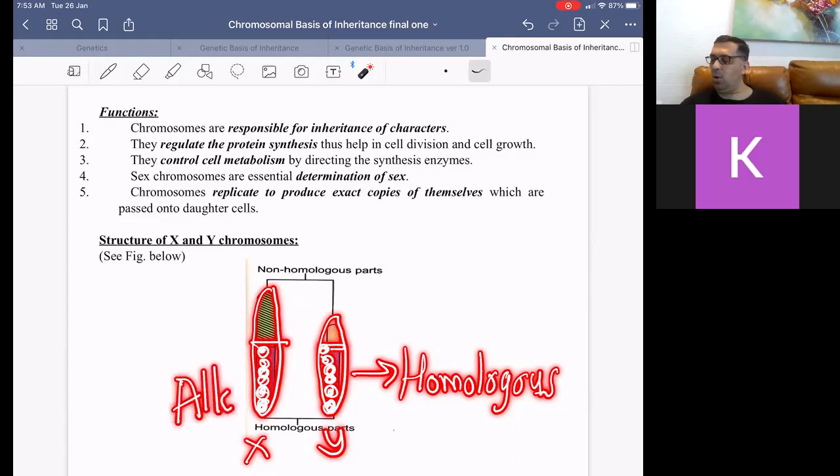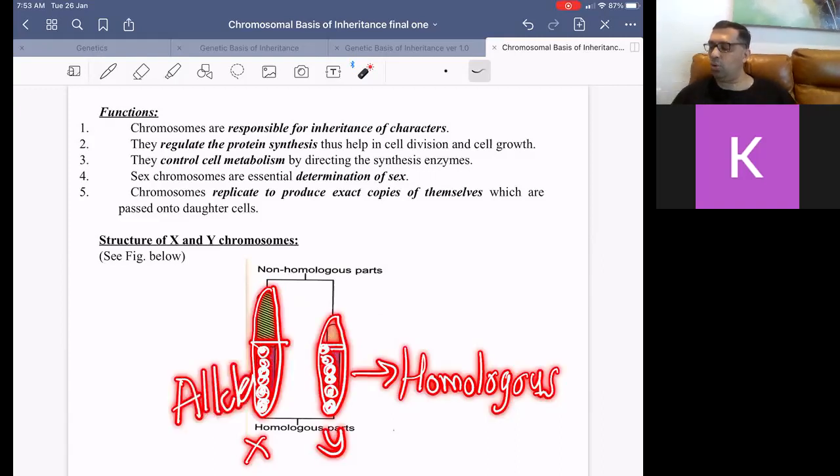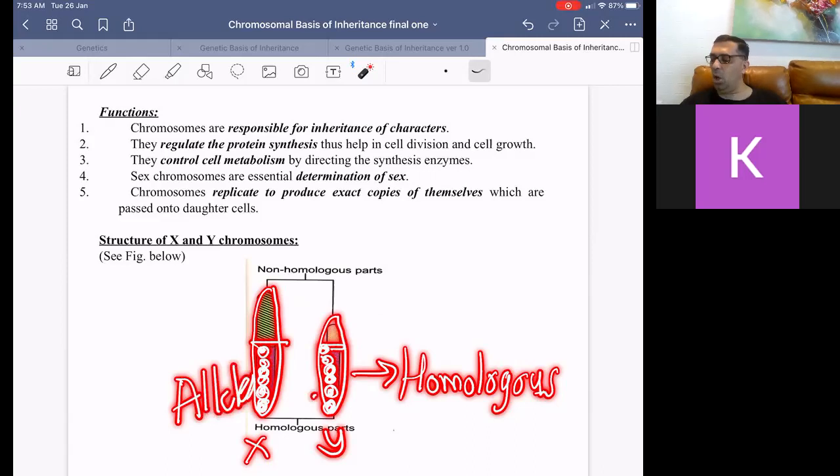And allele of X chromosome and Y chromosome if together, Y chromosome genes are dominant and X chromosome genes become recessive. So somebody with X and Y chromosome will express and will form all the characteristics of males. तो ये हो गया homologous region.